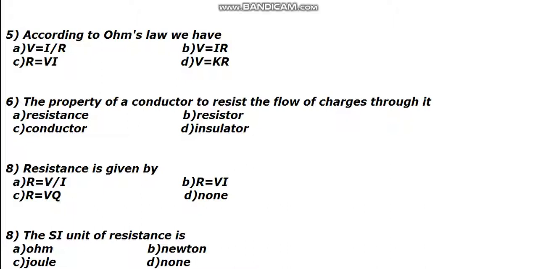This is very simple, we transfer this one, and from this we will get that one. R is equal to V upon I is the correct option. Okay, so now look at the 8th one. Actually it has to be written 7.